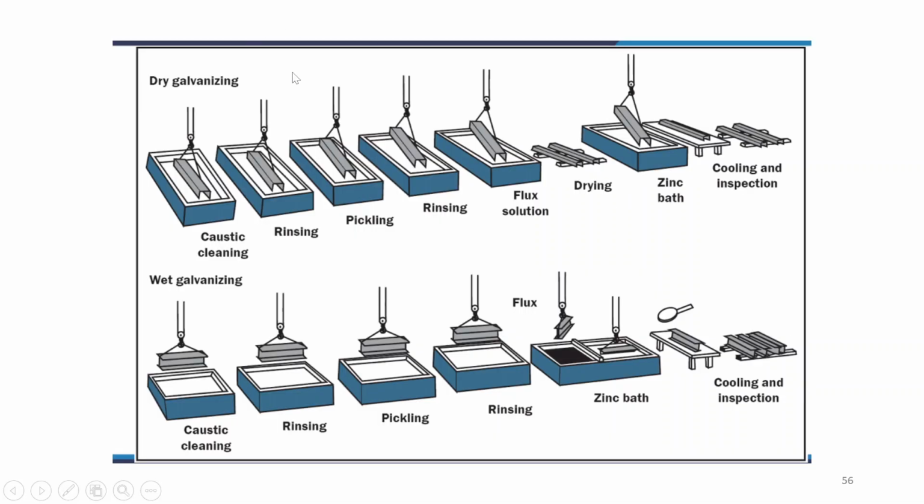So there are two types of galvanizing, dry galvanizing and wet galvanizing. In case of dry galvanizing, you have casting cleaning, then rinsing, then pickling and rinsing, flux solution, drying, then it is dipped in zinc bath, and then after that cooling and inspection. In case of wet galvanizing, the initial part is the same up to the rinsing part, then the dipping is done with the help of flux, and then cooling is done.